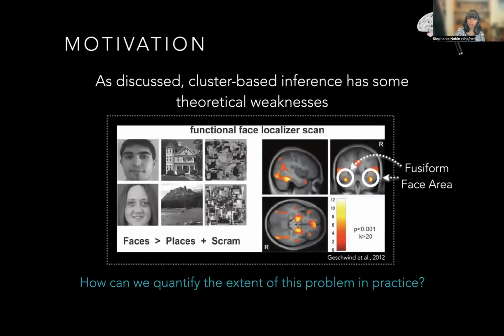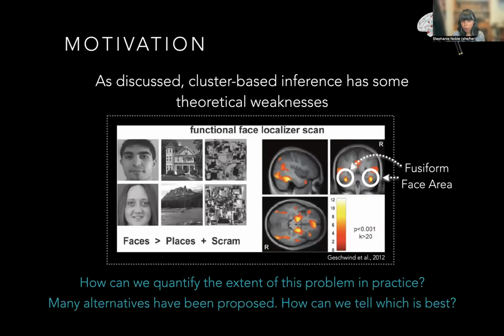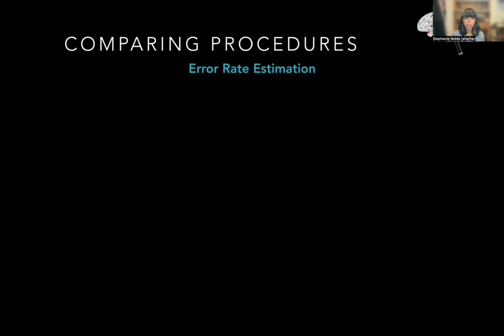There we are. So we'd be interested in quantifying how bad this problem is actually in practice. And there are also a number of different alternatives that have been proposed to cluster-based inference. But how can we choose one procedure over the other? How can we tell which is better? So today I'm going to talk about some procedures for comparing and estimating error rates, with the typical goal to increase the number of true positives we detect and decrease the number of false positives.